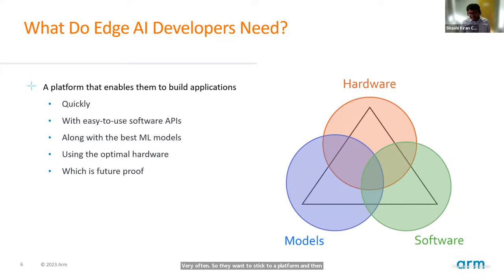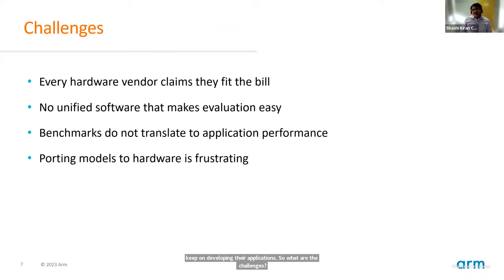So what are the challenges? Well, the main challenge is that every hardware vendor claims that they fit the bill. They say they have the best hardware. They say they have the most easy to use software and they have all the models. But from a developer perspective, you can see that today there is no unified software that makes evaluating all of these hardware options easy.